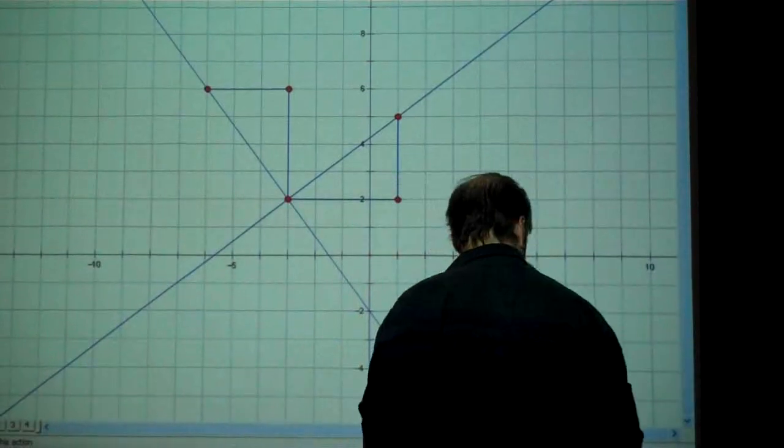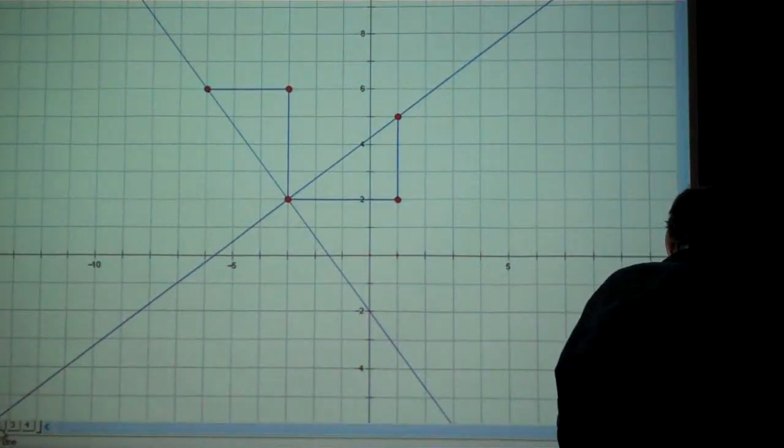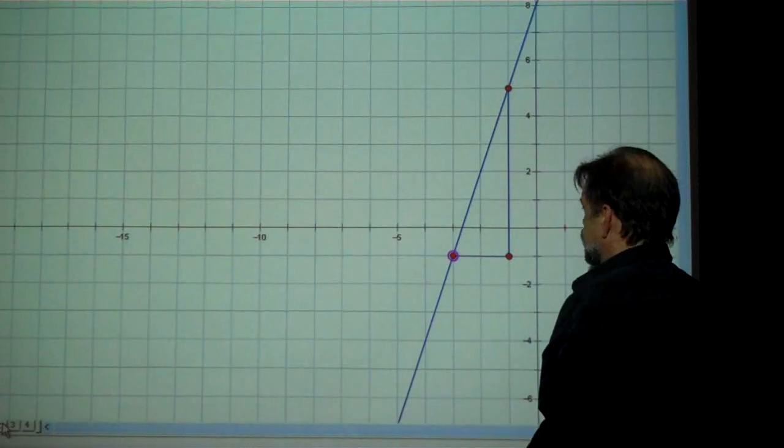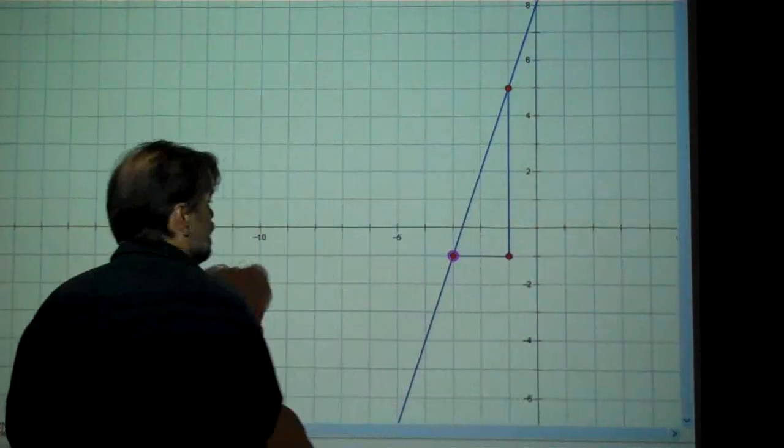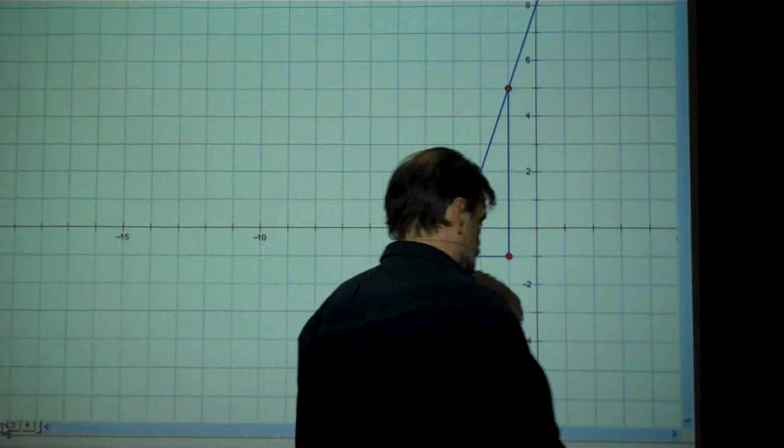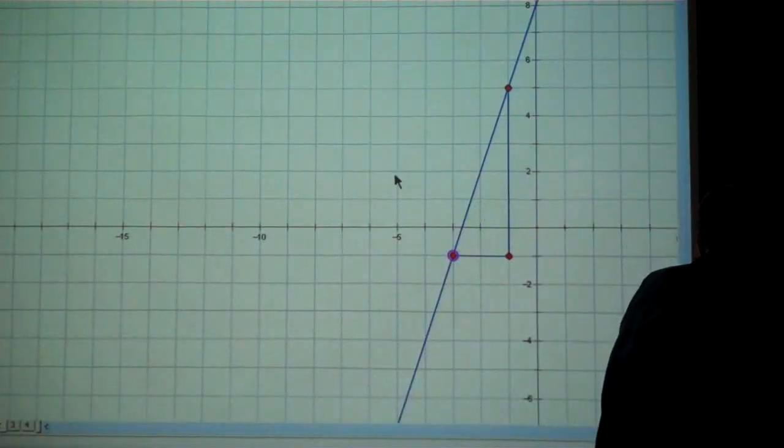Let's look at another example. Here we have another triangle, another line. And let me just move this whole thing over.